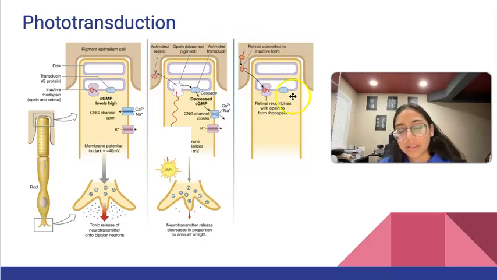And then finally here in this last panel we have the recovery phase, which is when the cell goes back into a dark environment. Retinal gets converted back to its inactive form and then recombines with opsin to form rhodopsin. And the time that it takes for retinal to go back to opsin is why our eyes sometimes take a little while to adjust between light and dark environments.